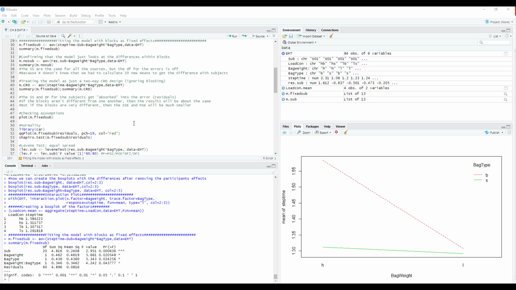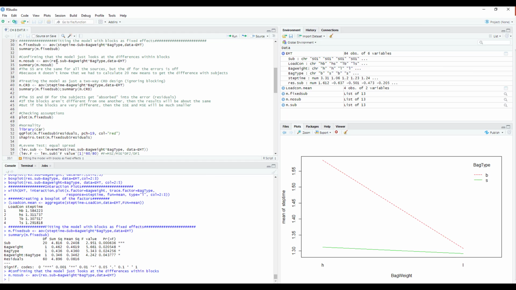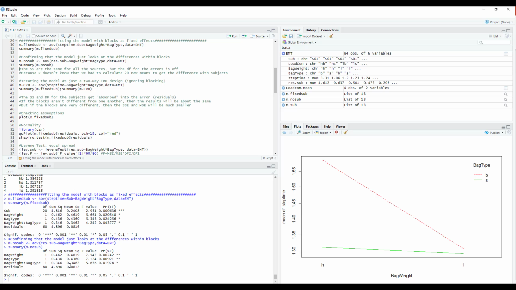When we were going through the slides, we mentioned that essentially what a randomized complete block design is doing is where for each one of the measurements, we're subtracting out the effect of that particular block. In this case, we're subtracting out the effect of the EMT. So if we fit the same ANOVA model, but now instead of doing a randomized complete block design on the step time, if we just do a completely randomized design on the residuals after we subtract out the subject's effects, so that's what this line is doing, and we run a summary on it, if you notice, everything stays the same except for the degrees of freedom.